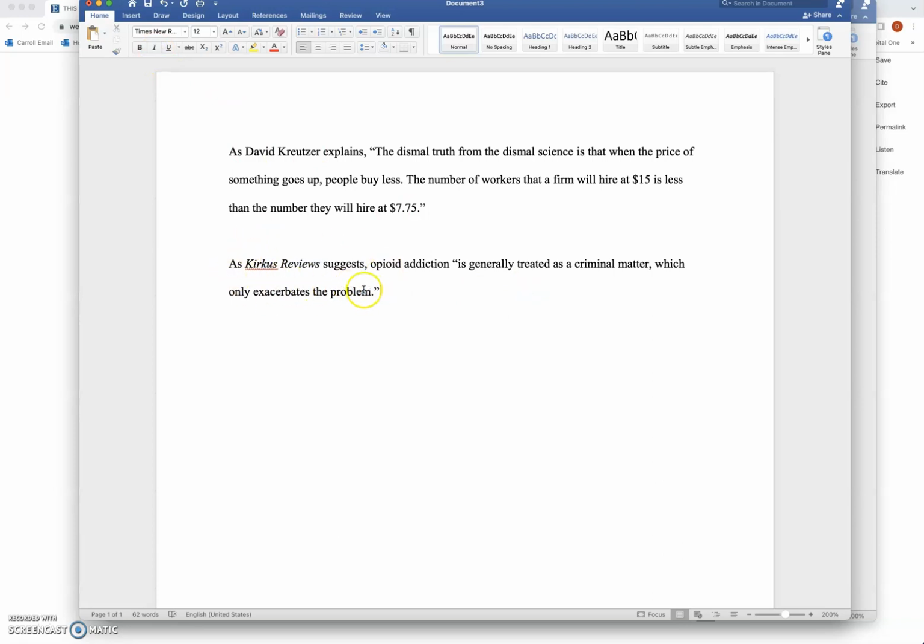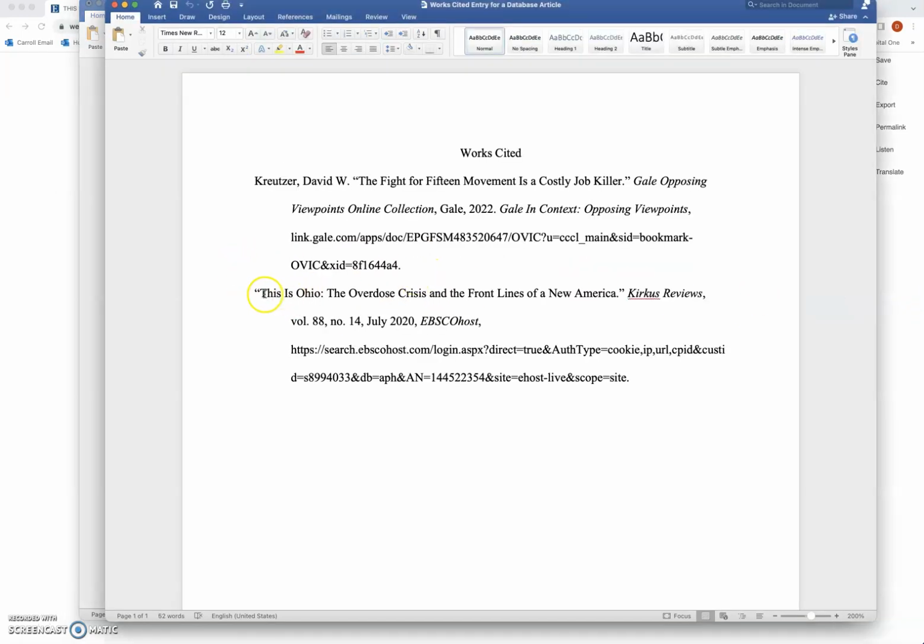That's kind of the more typical thing because it's a little smoother rather than trying to put a title in, especially if it's a big long title, then that gets to be really awkward. But I still have to match the first words of the entry, which is "This is Ohio."